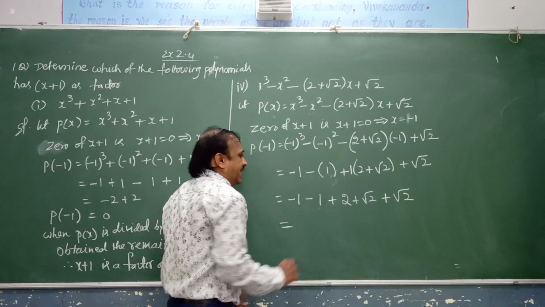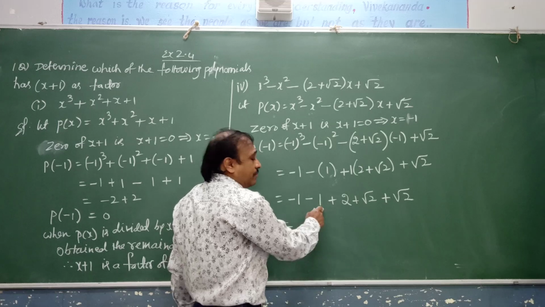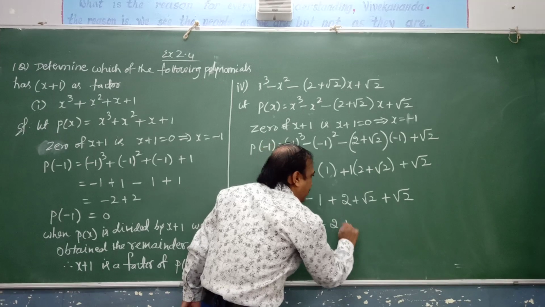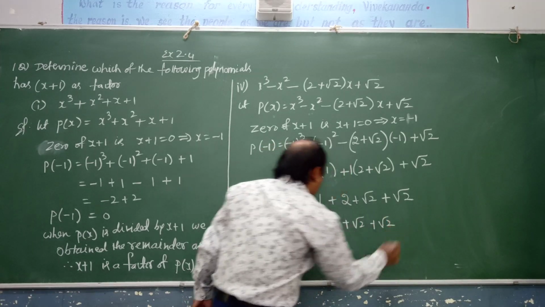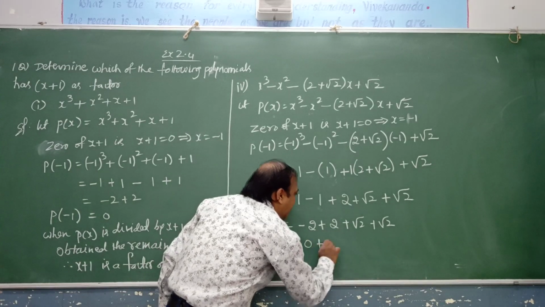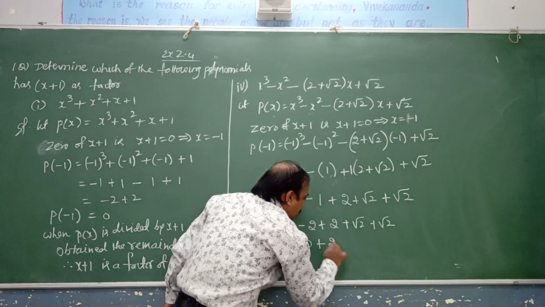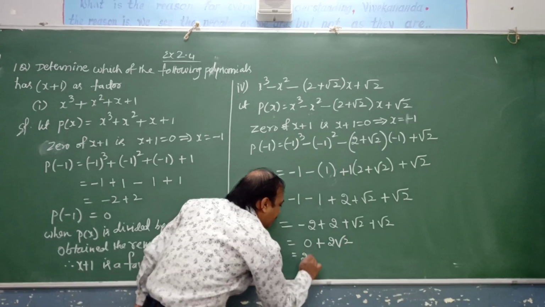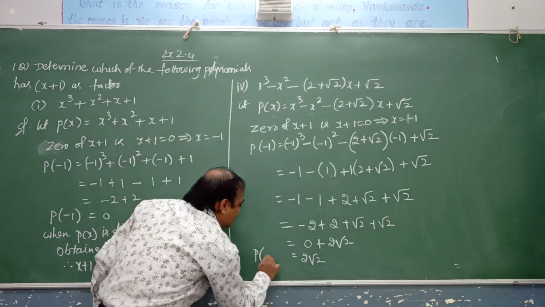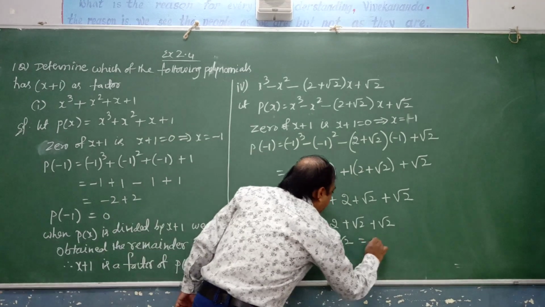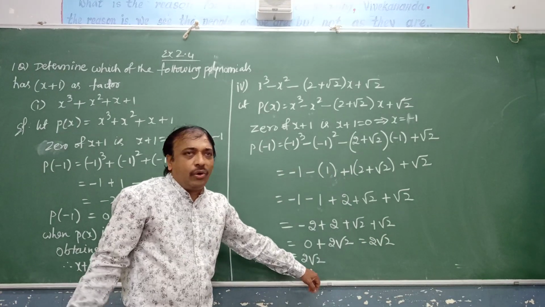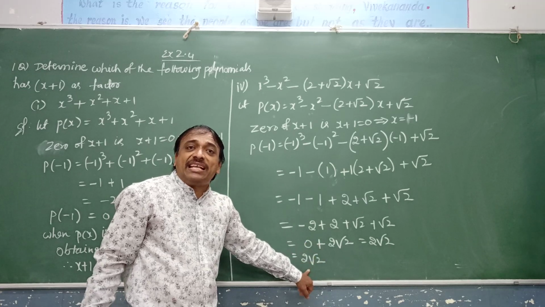Now, minus 1 together with minus 1 is minus 2, plus 2 and plus root 2 plus root 2. Minus 2 plus 2 is 0, which equals 0 plus root 2 plus root 2, which is 2 times root 2. P of what did we get? P of minus 1 we got as 2 root 2. Is it equal to 0? No. We didn't obtain the remainder as 0.